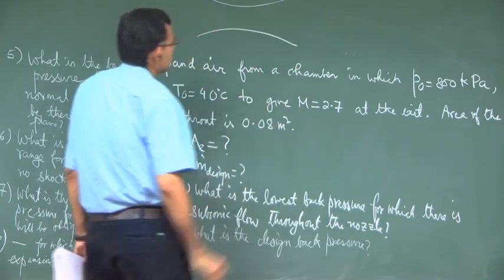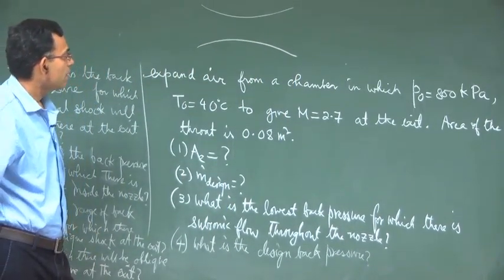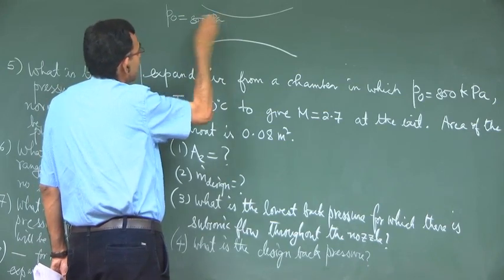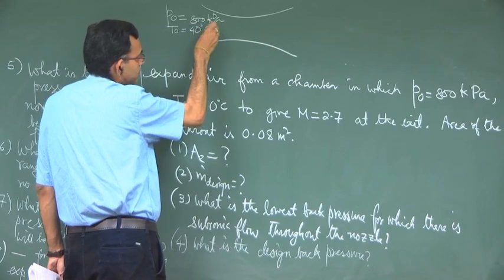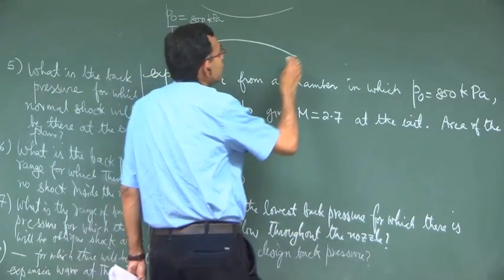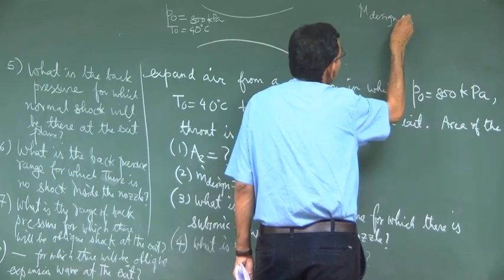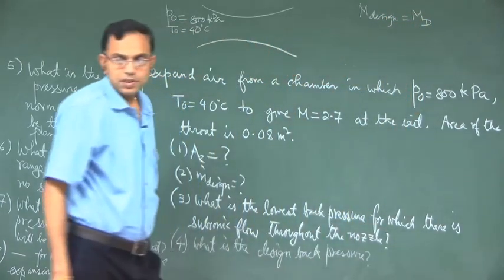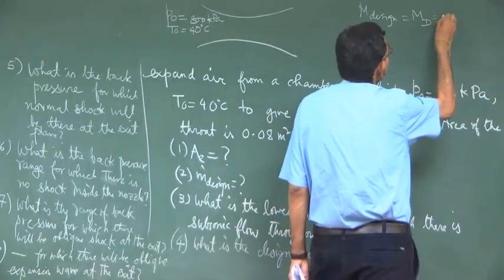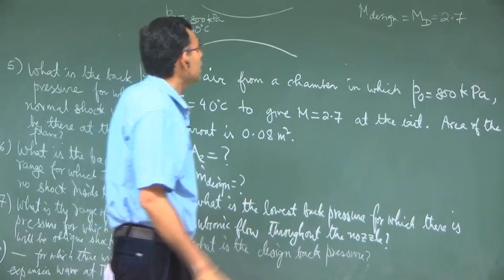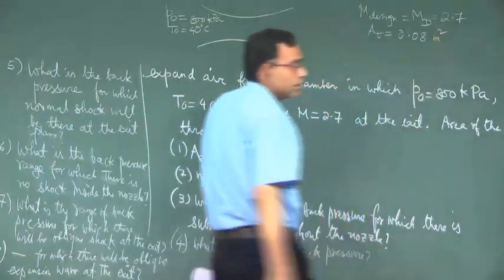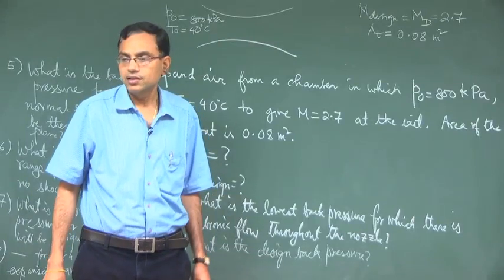So, you have a converging diverging nozzle. Let me write P0 800 kilopascal, T0 40 degree centigrade, M design, I will write it somewhere, according to our theoretical description this is M for the point back pressure D, capital D, which is 2.7, I will draw this, and area of the throat is 0.08 meter square.